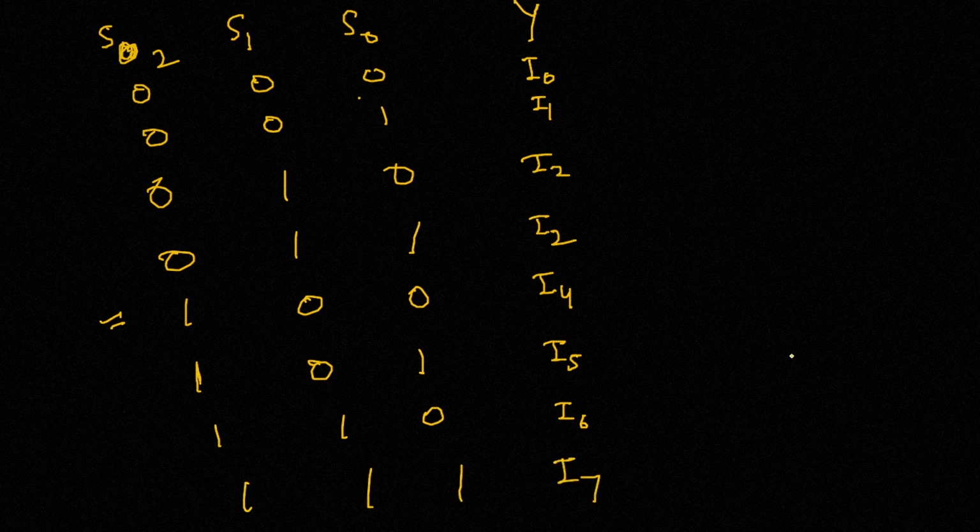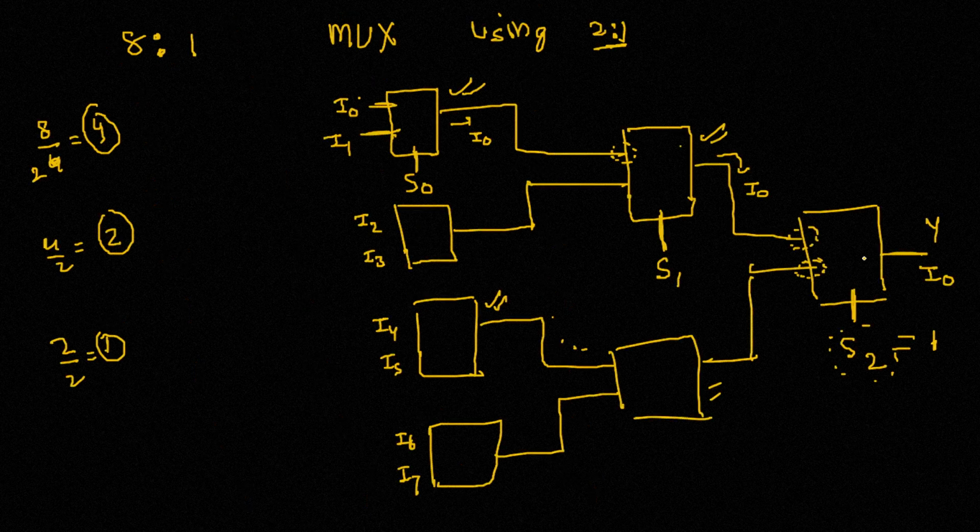Similarly, we can write the truth table for all the possible values. 101 gives us I5, 110 is I6, and 111 is I7. Right, so this is how you implement 8 cross 1 using a 2 cross 1 mux.